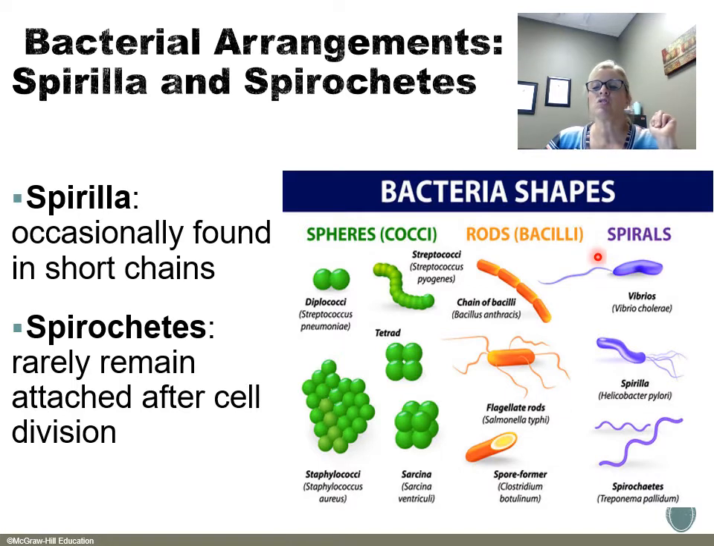And then here are our spirals or curved. This is our Vibrio. You can see it's only a slight curve. This is Vibrio cholerae, the bacteria that causes cholera. Spirillia here, so this is a true spiral. And this is H. pylori, or Helicobacter pylori. This is what can cause a peptic or stomach ulcer. And then down here in the very bottom right-hand corner, we have the spirochetes, which look kind of like ramen noodles. Their shape to me looks like ramen noodles.